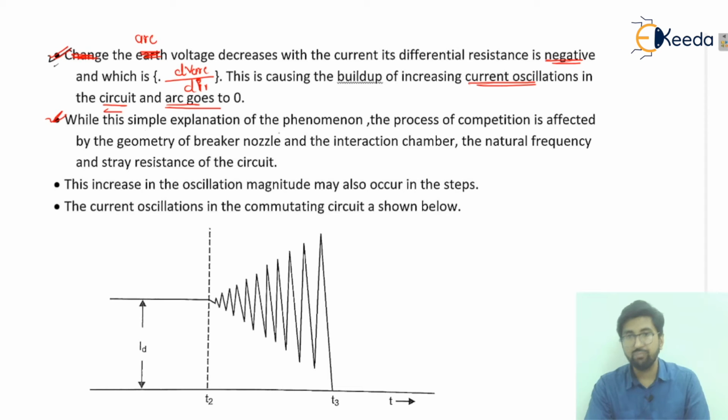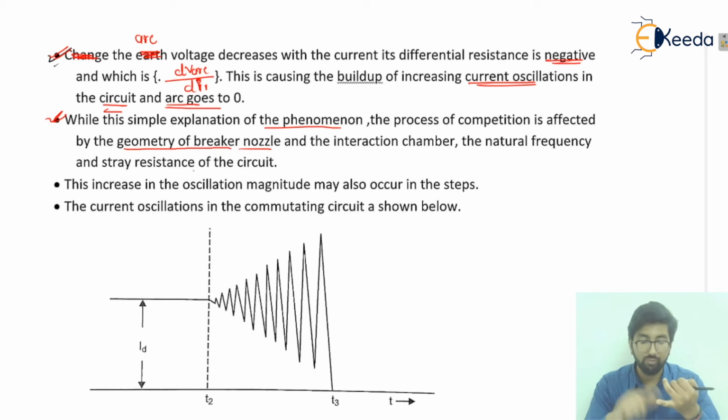Now, while this is a simple explanation of the phenomena, the process of commutation is affected by the geometry of the breaker nozzle. There's a nozzle from where the arc is to be carried. If you have studied any circuit breaker, then a nozzle is provided where the arc is there between the fixed and the moving contact, and from the nozzle there will be the air blasting, or the vacuum is provided there. So that depends on the geometry of the breaker nozzle.